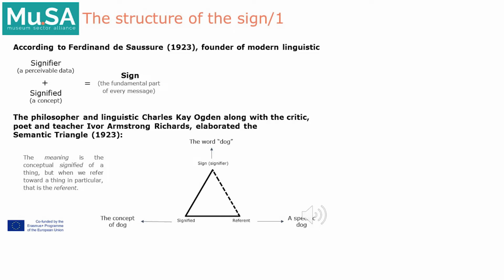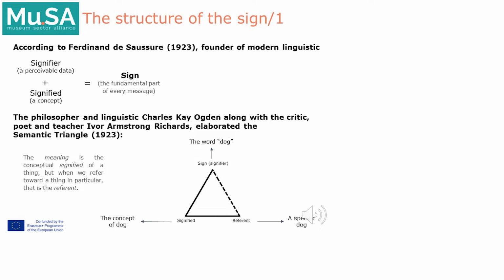The structure of the sign. According to Ferdinand de Saussure, founder of modern linguistics, a signifier is a perceivable data which, joined to a signified or concept, results in a sign, the fundamental part of every message. The philosopher and linguist Charles K. Ogden, along with the critic, poet, and teacher Ivor Armstrong Richards, elaborated the semantic triangle.